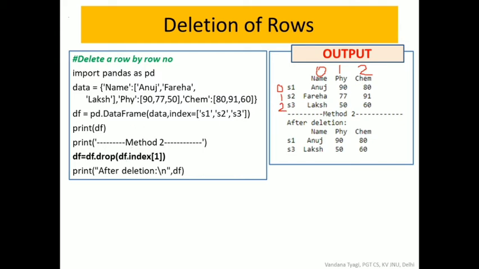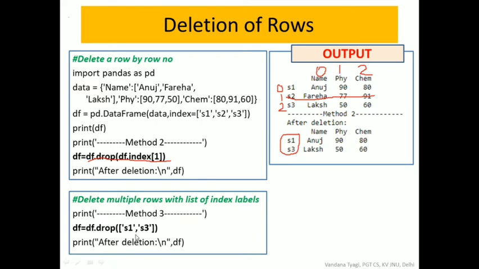So what we have done, we have written here df.drop(df.index[1]). We have passed the first index value. First index value means this S2, Fareha 7791. So this data is deleted. After the deletion we will find only S1 and S3 left. So this is the other method to use the drop function.